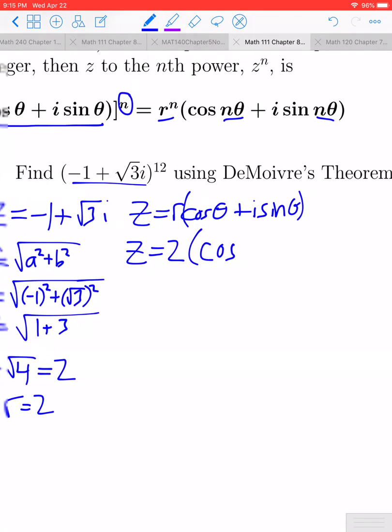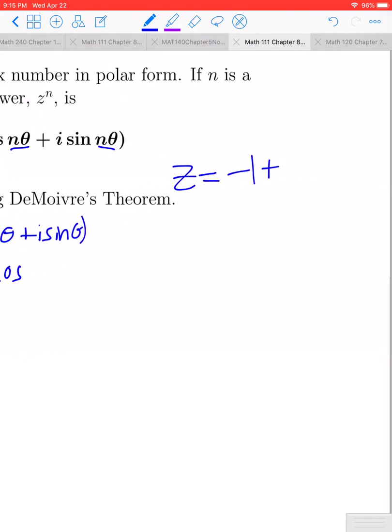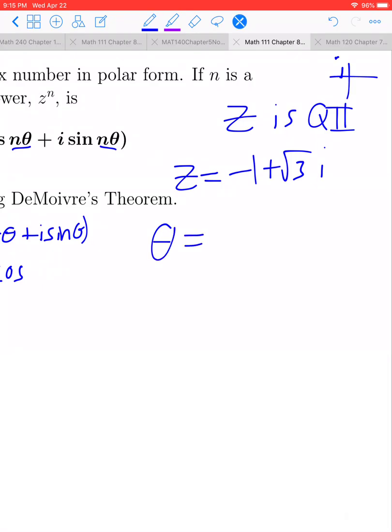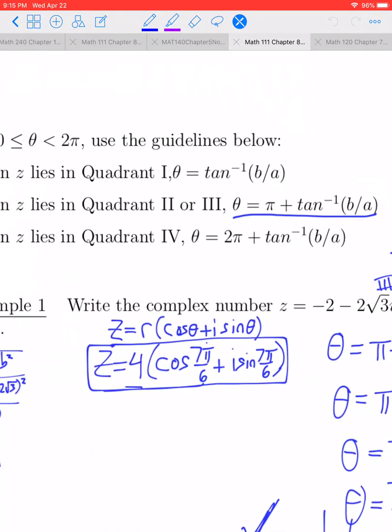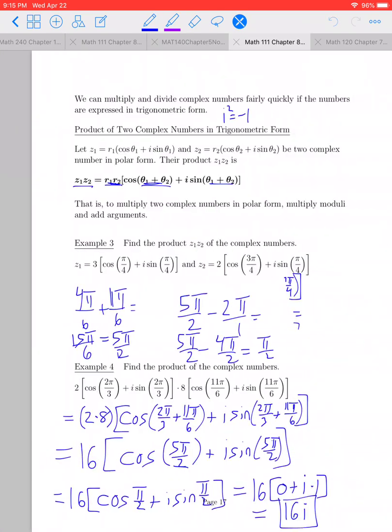The next thing we need to do is find the argument. If we look at z equals negative 1 plus the square root of 3i, this is a complex number that would be in quadrant 2. So z is in quadrant 2. If we backtrack through the notes just to remind you, if z lies in quadrant 2, then we can find the angle via pi plus the tangent inverse of b over a.